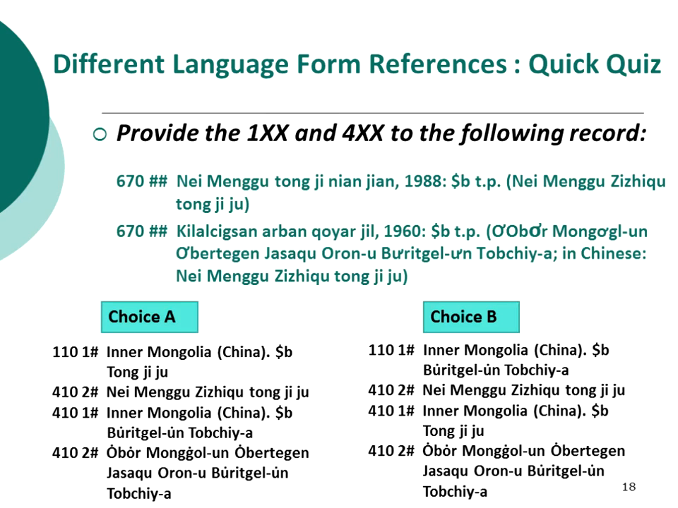As you see, there are a couple of 670 fields here providing different language forms, and choices A and B have different language forms chosen for each heading and cross-reference. Very good, very good. I see very active participation among the audience. Great.